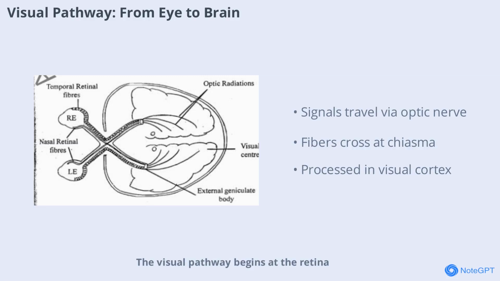Visual pathway begins at the retina, where photoreceptors convert light into electrical impulses. These signals travel via the optic nerve to the optic chiasma, where fibers from the nasal retina cross to the opposite side. The optic tracts continue to the lateral geniculate bodies, then through optic radiations to the visual cortex in the occipital lobe.